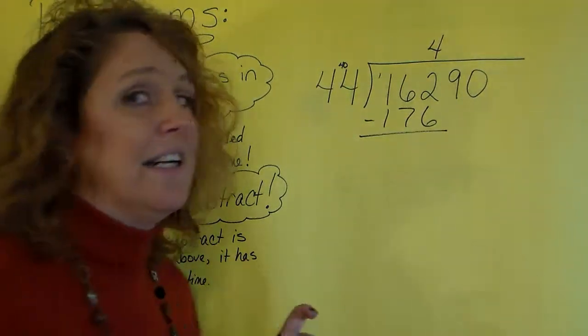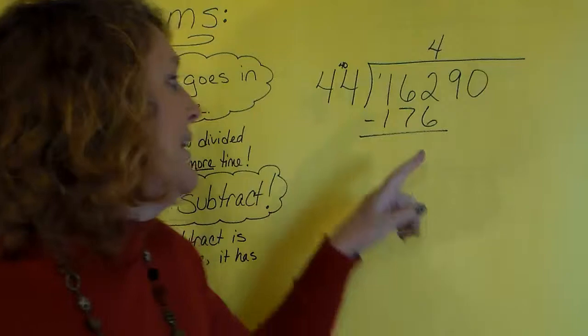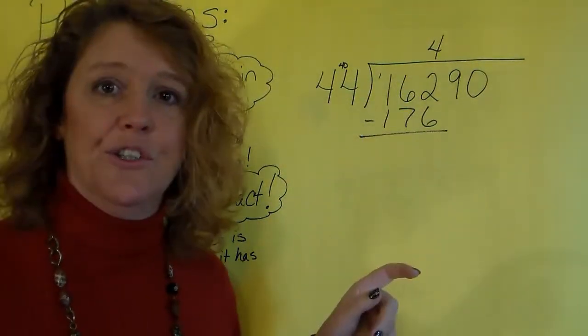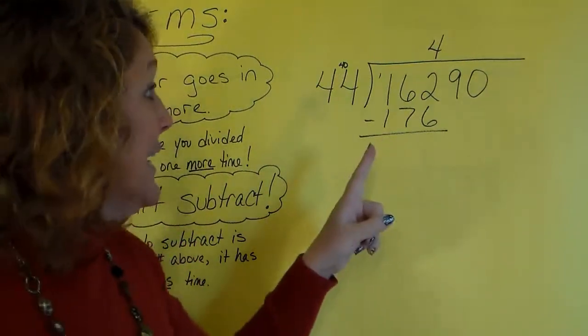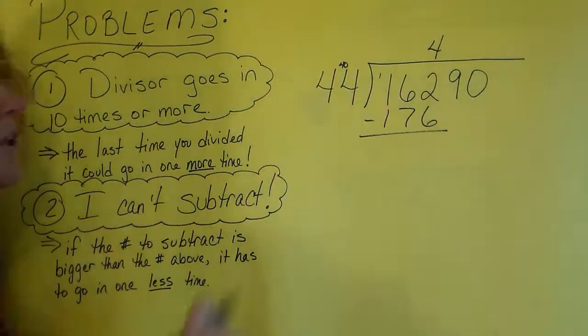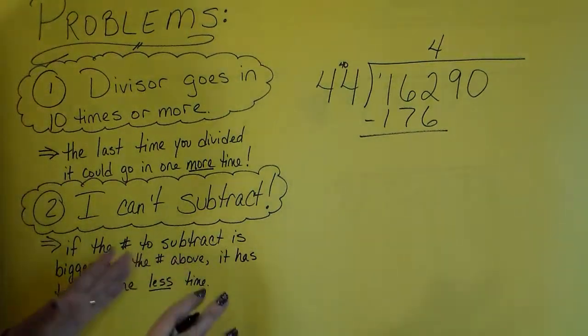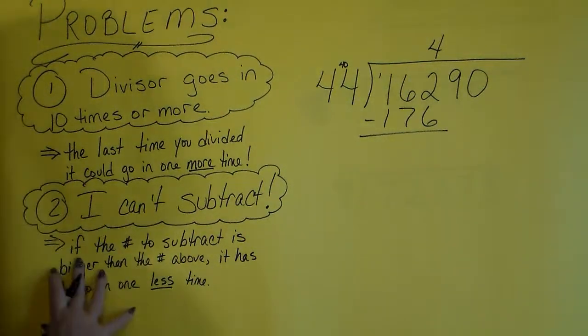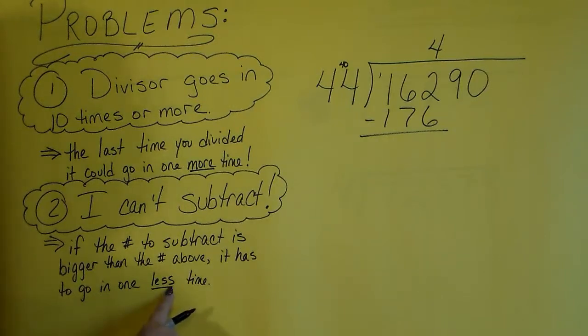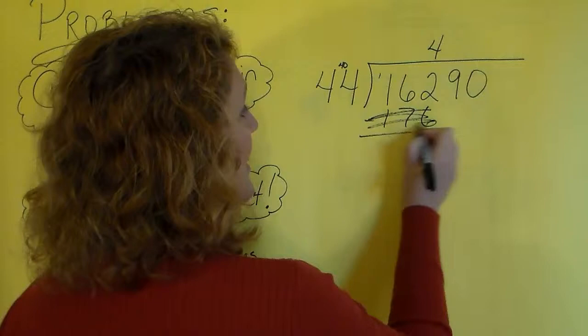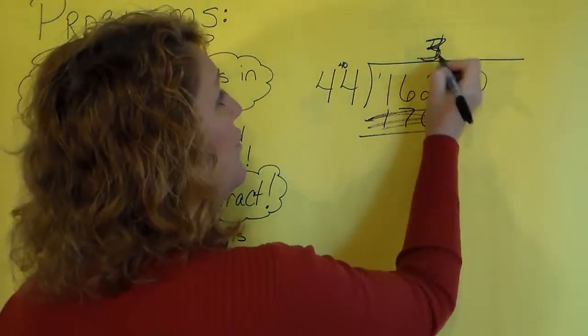And I go to subtract, and I realize, whoa, hang on a sec. This number is actually bigger than, I can't subtract these two. That means that this number is too big. So you've told yourself something. So rather than get frustrated, some people get frustrated and they just stop. It just means it has to go in one less time. So all I need you to do is change it. Okay, that's not right. It actually goes in 3 times.